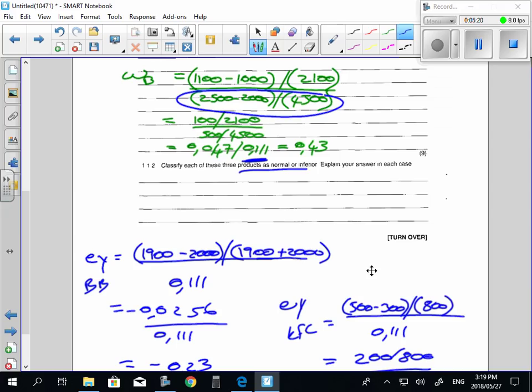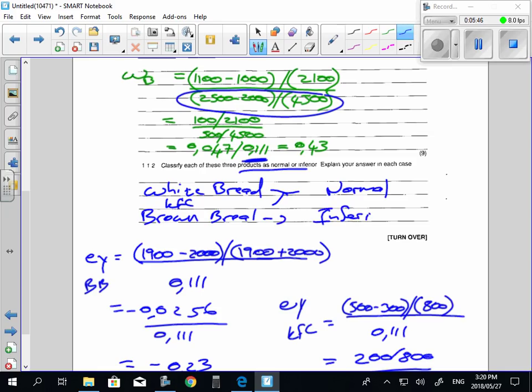You know that a positive income elasticity is a normal good. Negative income elasticity is an inferior product. So the white bread and the KFC are both normal goods. And the brown bread is inferior. Okay. Positive answer, negative answer.